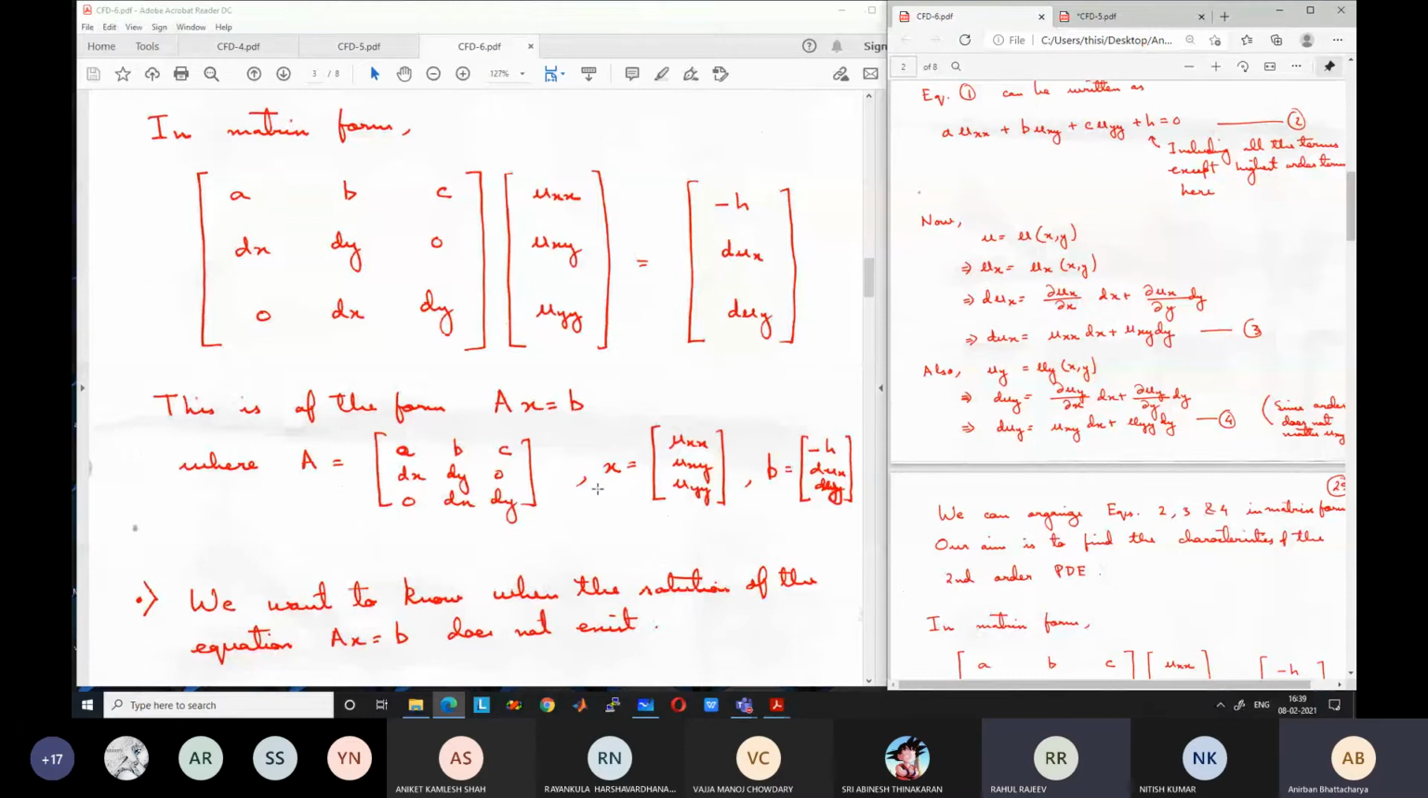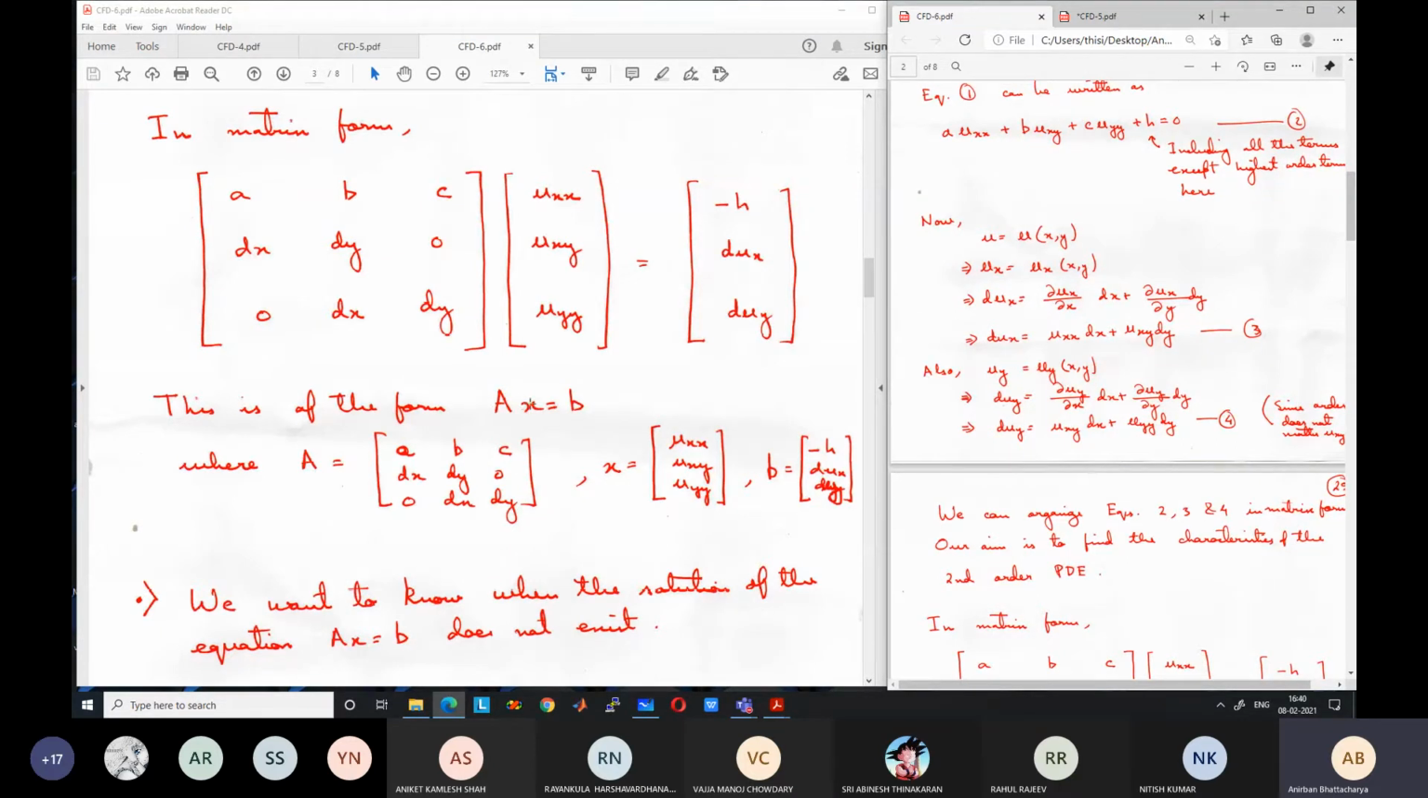Sir, we'll invert the matrix. We will invert the matrix. Okay, you will multiply by A inverse on both sides. So A inverse into A, which will become what? The identity matrix, into X. So X is equal to A inverse B.